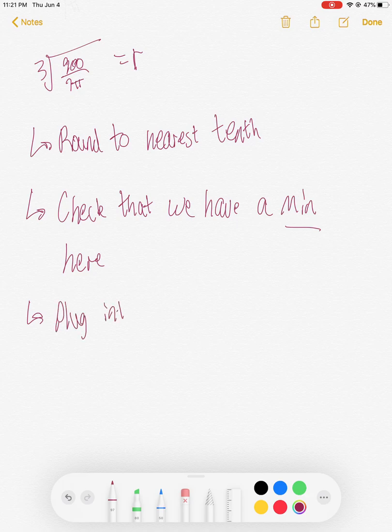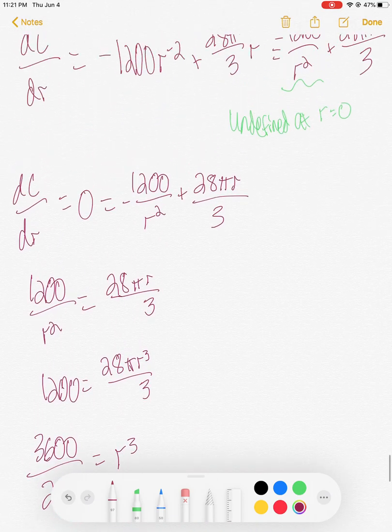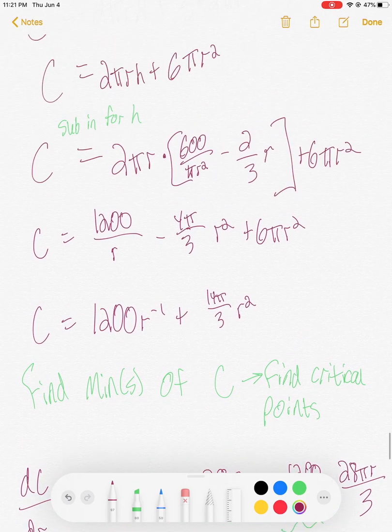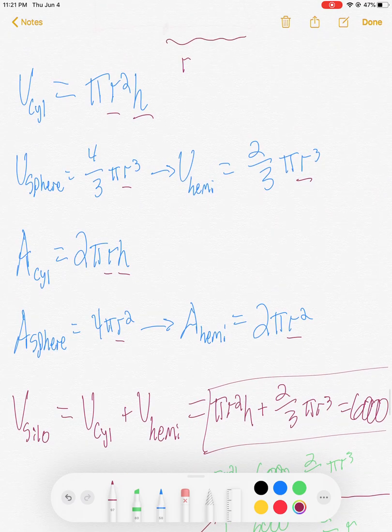You can do that with the second derivative test. You can do that using the first derivative test, where you look at a point to the right and to the left of r, whichever you prefer. And once you do that, plug this into the formula for h. And then you're done, because you have both your value of r and your value of h.